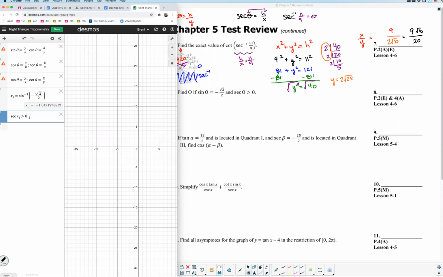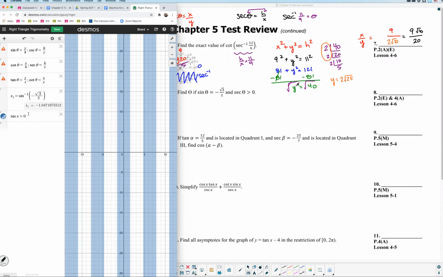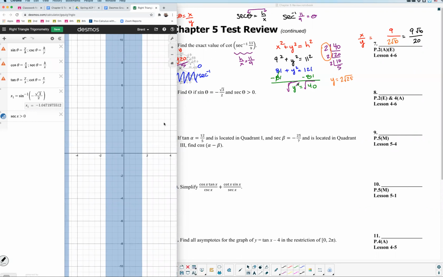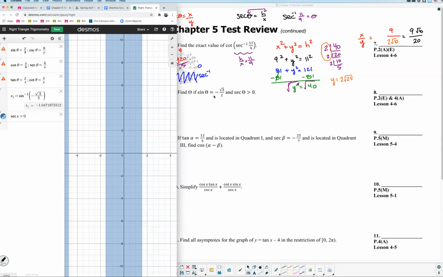And if I use the x1, it's not seeming to work. Okay, so secant has to be greater than 0. So you're looking for an answer that falls in here. And this x1 is saying negative 1 point, which would be a good answer. So I don't know if that's going to be the answer. Well, let's just work through this and see if that turns out to be your answer. I'm trying to do the best I can using Desmos.